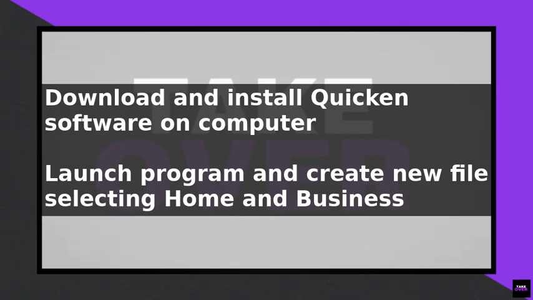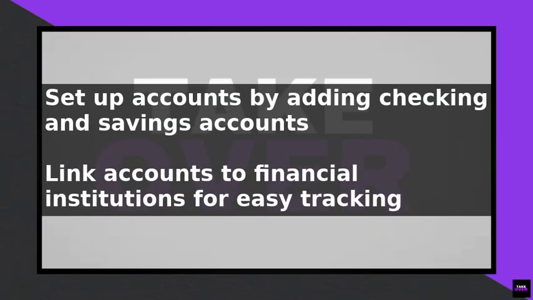You will be prompted to choose the type of file you want to create. Select Home and Business. Next, set up your accounts by going to the Accounts menu and selecting Add Account. You can add checking, savings, credit card, and investment accounts. Enter the account name, type, and balance, and then link the account to your financial institution.